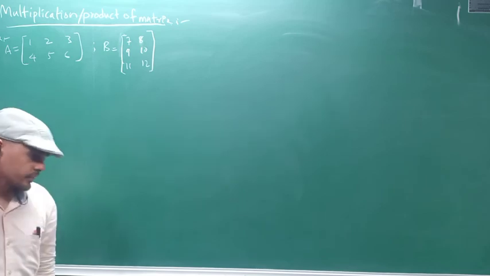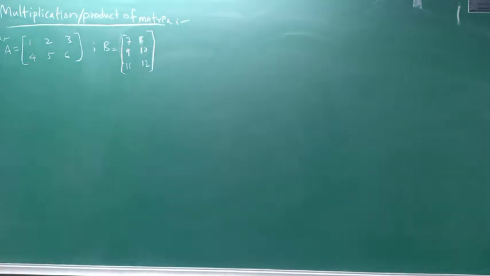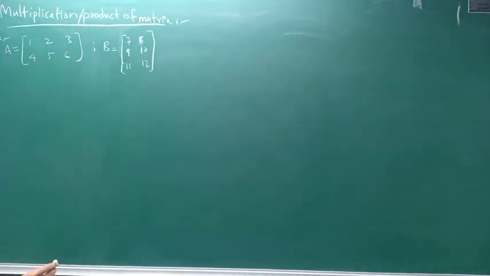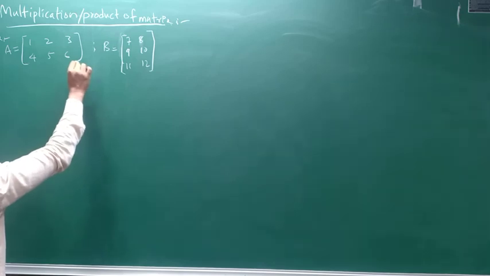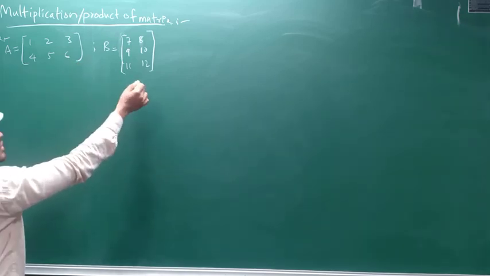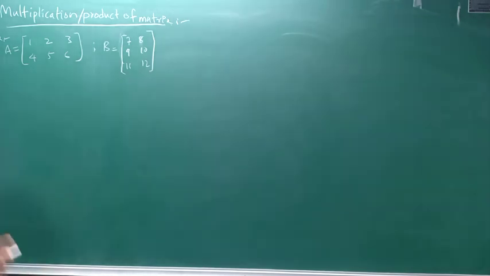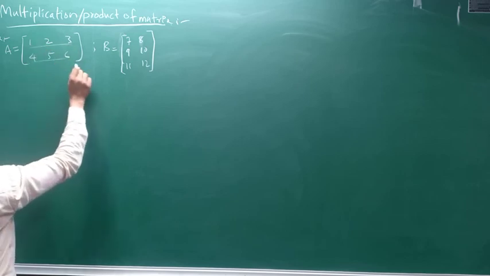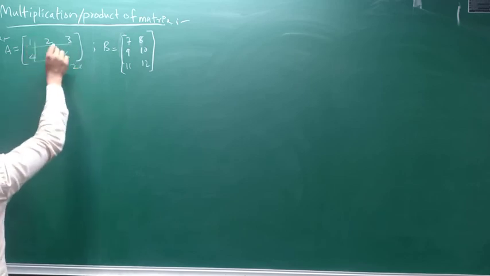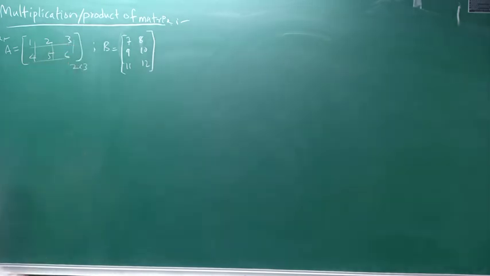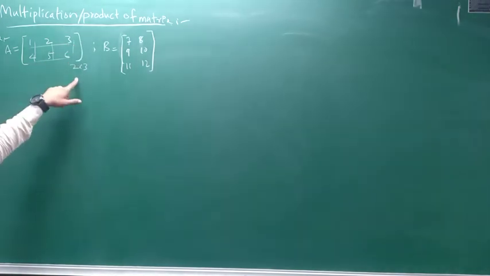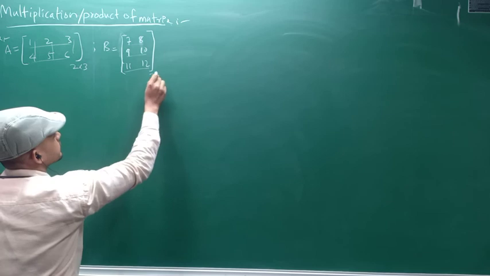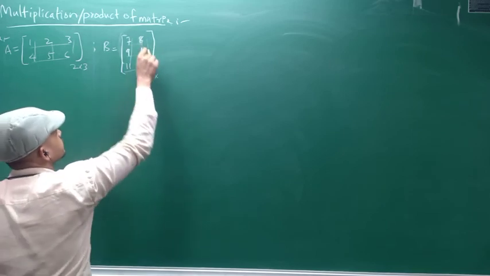So for multiplication of two matrices, one thing we should keep in mind is that the number of columns of matrix A and the number of rows of matrix B must be equal. So here we have two rows, the first row and the second row, and three columns: first column, second column, third column. So here the order of matrix A is 2 by 3, and in matrix B we have 3 rows, 1, 2, 3, and columns 1 and 2.